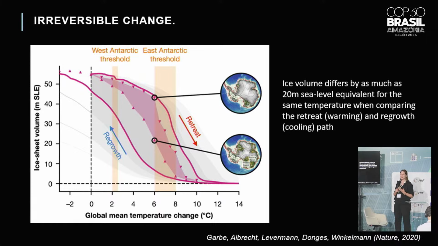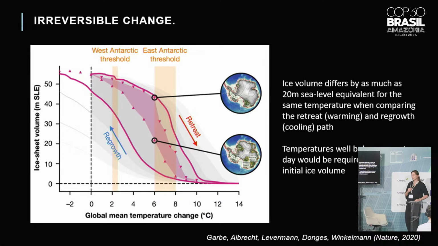So this is what in physics we call hysteresis behavior. That means that the ice volume between the warming and the cooling pathway can differ by as much as 20 meters sea level equivalent. And it also means that once some of the ice is lost, it would actually require temperatures well below present day levels to regrow that initial volume again. So these changes are really practically irreversible.